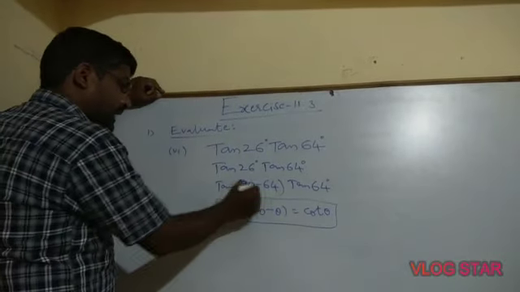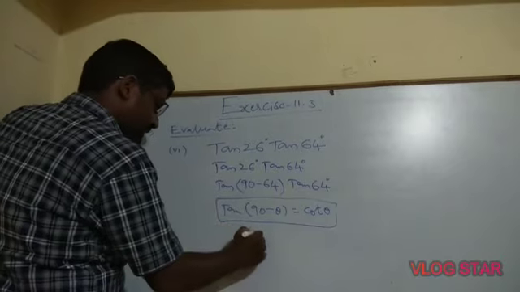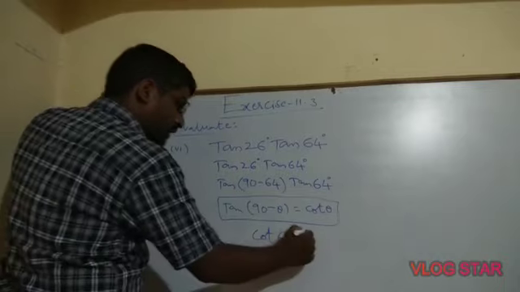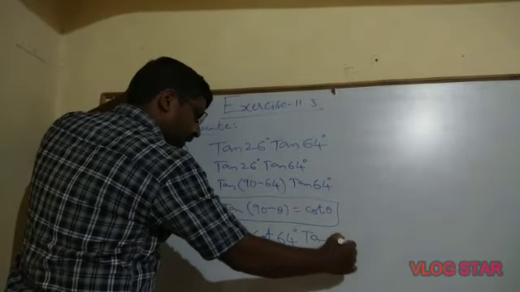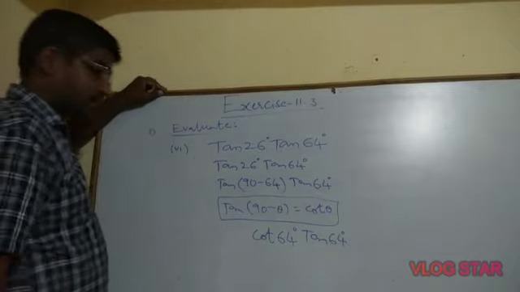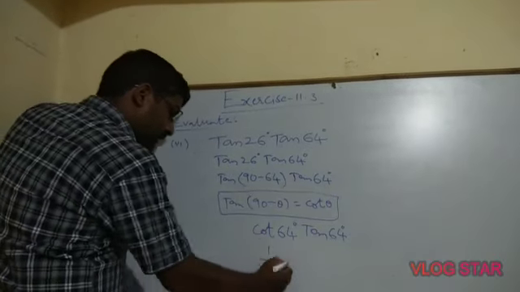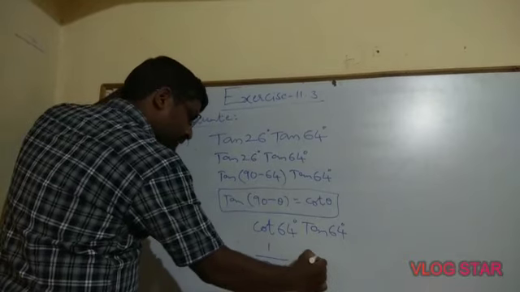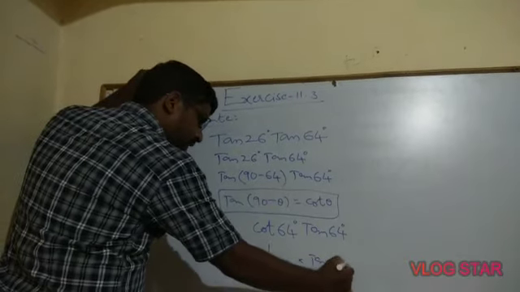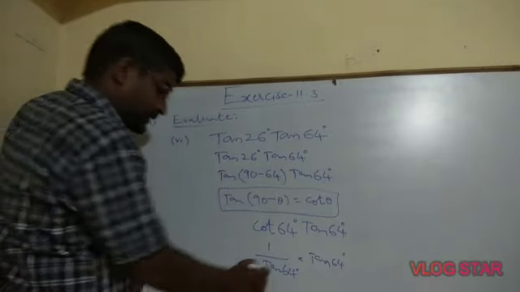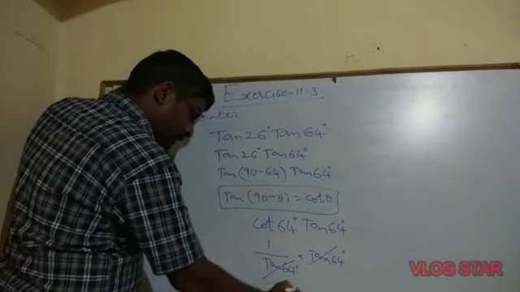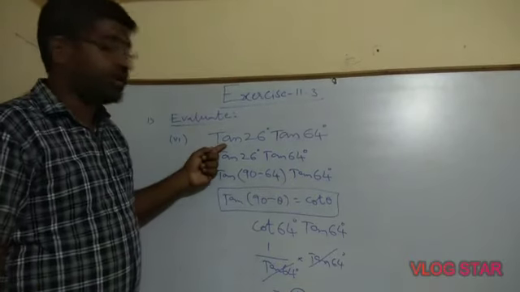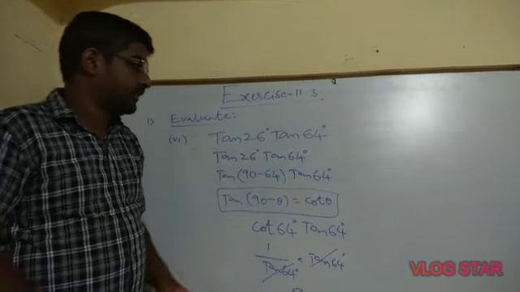So now tan of 90 minus 64 is cot 64 degrees. Cot 64 degrees and tan 64 degrees are both reciprocal ratios. That's why you can write cot as 1 by tan 64 degrees, into tan 64 degrees as it is. So we can cancel tan 64 and tan 64, and the remainder is 1. 1 is the answer of tan 26 degrees into tan 64 degrees.